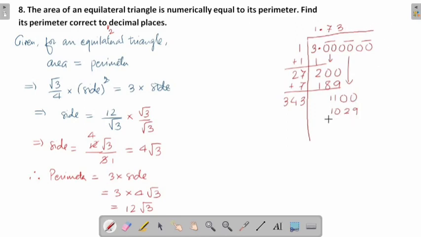We will discard the remainder also, because we are not interested in the remainder. We are just interested in this quantity. So what is the value of root 3? The value of root 3 turned out to be 1.73, so 12 into root 3 is 12 times 1.73.